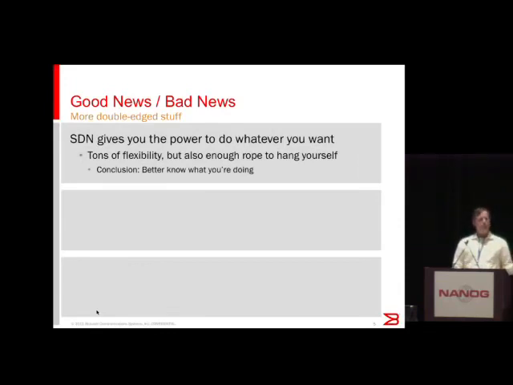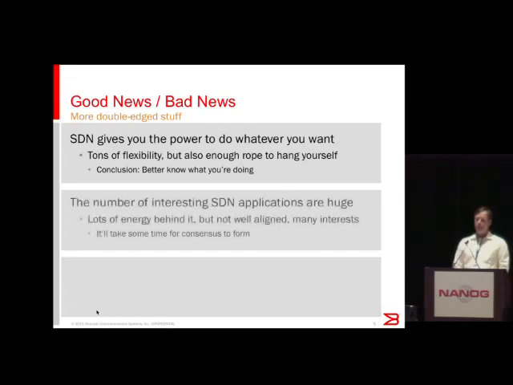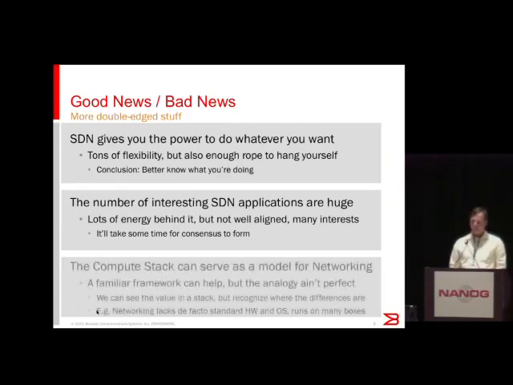So good news, bad news. Software-defined networking, of which OpenFlow is a prominent part, gives you the power to do whatever you want, and of course that naturally means that you have enough rope to hang yourself if you're not careful. So be careful. And the number of interesting applications is huge. Well, that's good news. There's a big market. But on the other hand, in the standards body, it means there's a million voices, and it's hard for us to prioritize and figure out how to implement, because the right thing for somebody is the wrong thing for somebody else, and so things go a little bit slow.